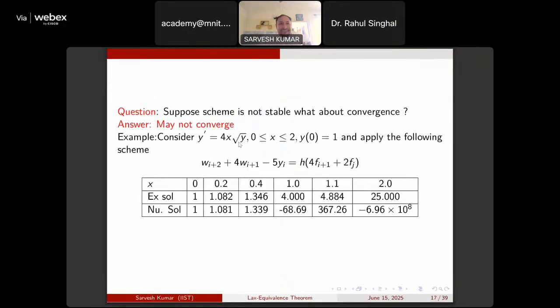So let us take an example where the scheme is not stable. Then can we have the convergence? Of course not, as per the theorem. So suppose I take a simple example, y' = 4x√y, and I just pick some random a and b. Okay, this is my scheme. I can generate the schemes for a and b, and if I compute the solution, my exact solution for this, like at 0.2, 1.0, etc., but the numerical solution is no longer close to the exact solution. So that means I do not have the convergence.